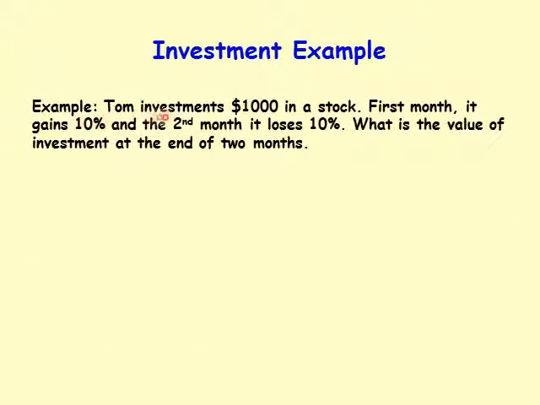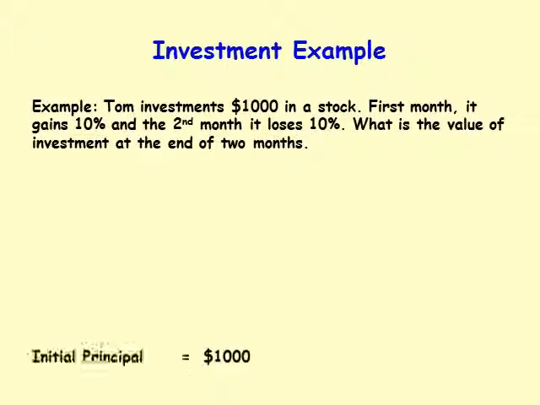Let me give you an example here. Tom invests $1,000 in a stock. In the first month it gains 10%, and in the second month it loses 10%. What is the value of the investment at the end of 2 months? So here's an example where we make a positive return in the first month and a negative return in the second month.